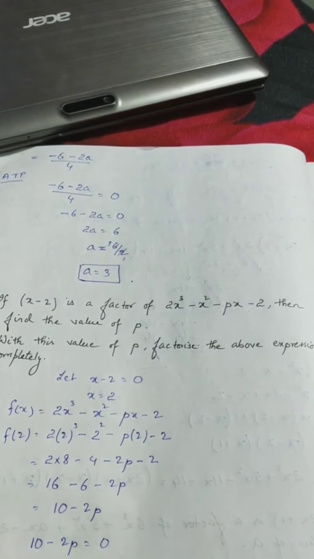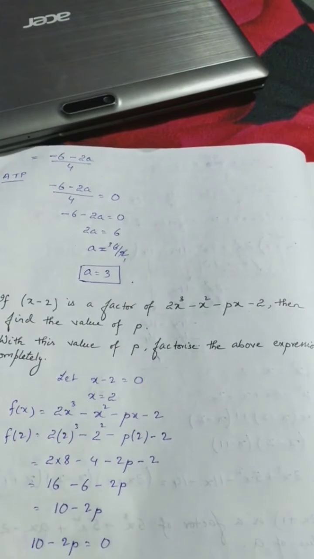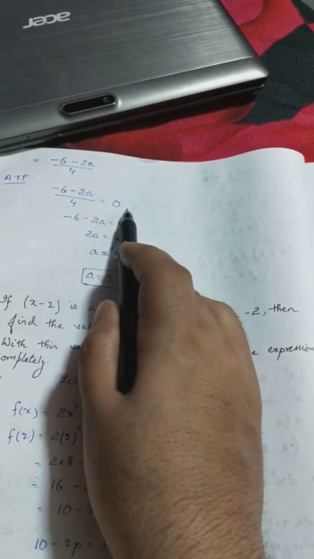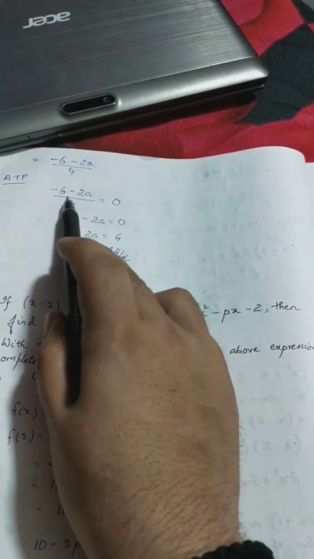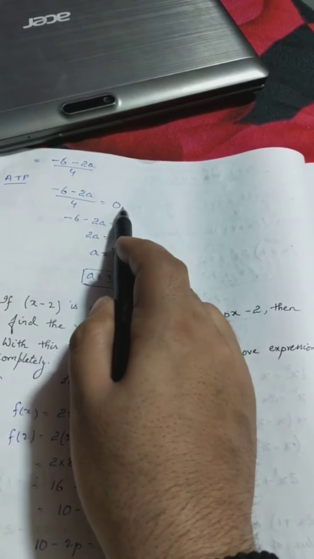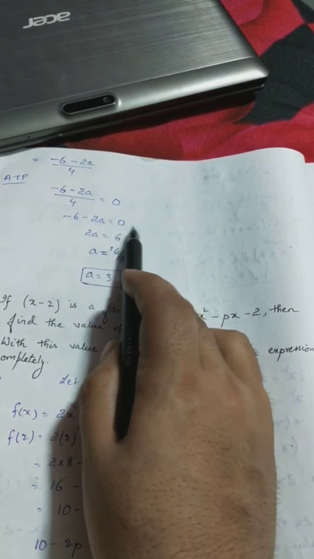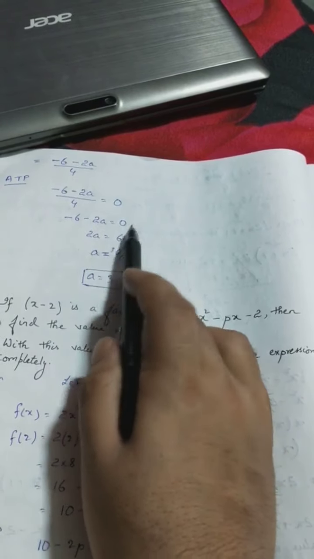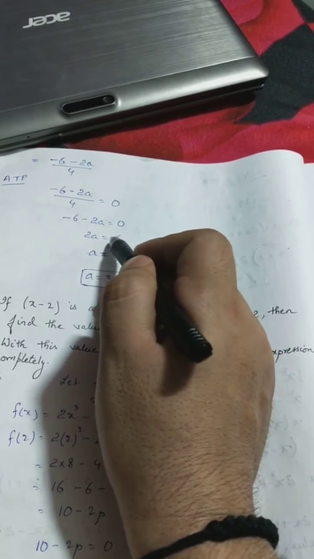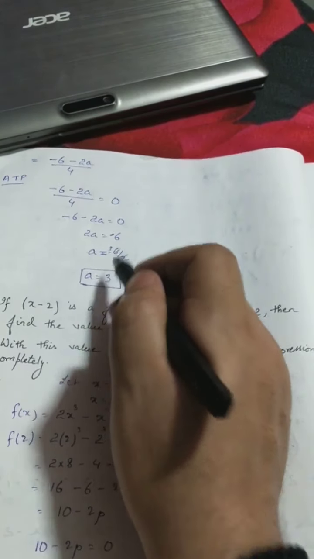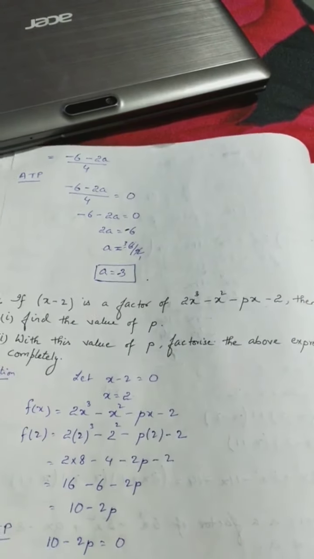But since they have already said that 2x plus 1 is a factor of the given polynomial, this remainder will be equal to 0. So according to the problem we can write that this remainder is equal to 0. So minus 6 minus 2a is equal to 0. This 4 will get multiplied by 0 to give 0. So if you take minus 2a to this side, it will become plus 2a. So 2a is equal to minus 6. So a will be minus 3. I hope it's clear. Next, let's move on to the next sum.